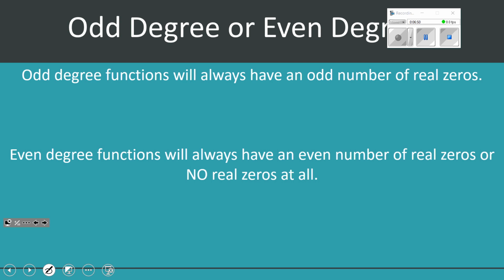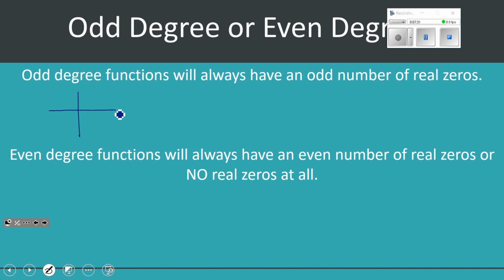The second thing we're going to talk about is odd or even degree functions. Odd degree functions will always have an odd number of zeros. Even degree functions will always have an even number of zeros or no real zeros at all. So let's look at a couple examples for this. These won't be numbered examples.